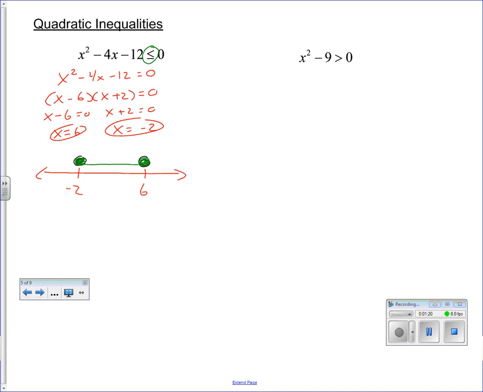Now this, in inequality form, would be written as negative 2 is less than or equal to x is less than or equal to 6. X is between negative 2 and 6 with less than or equal to signs, just like the original problem.